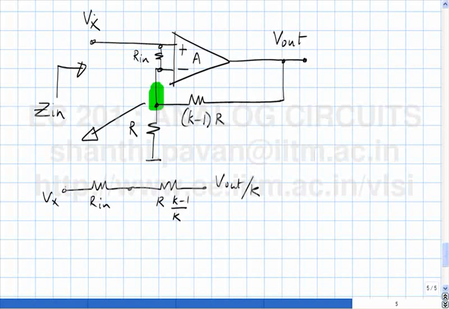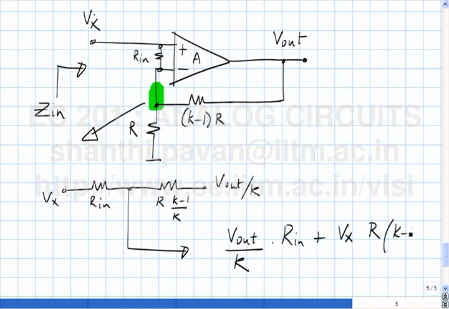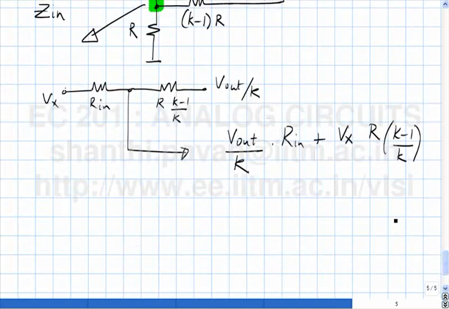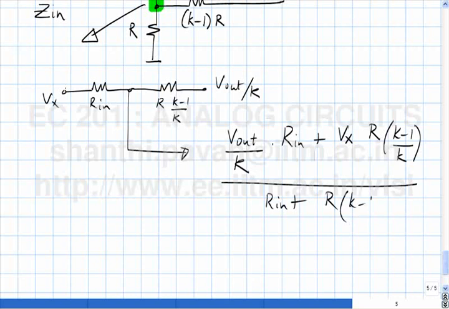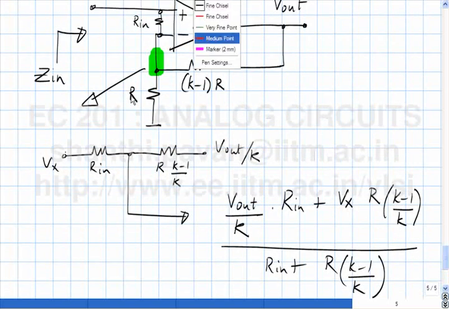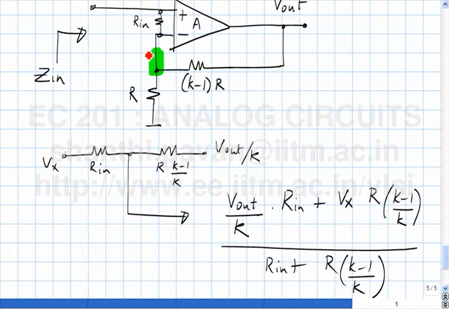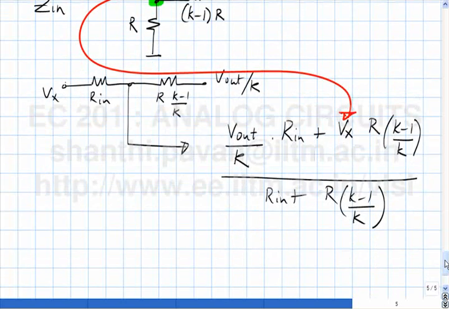Is that clear? So this potential, that is, that at the inverting terminal of the op amp, must be V out by K times Rin plus Vx times R times K minus 1 by K, divided by Rin plus R times K minus 1 by K. That is the potential at that node. And what is V out?